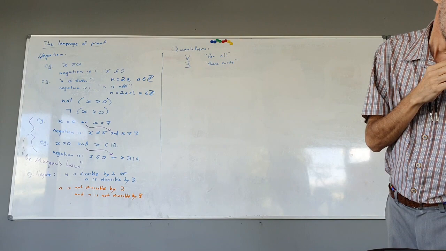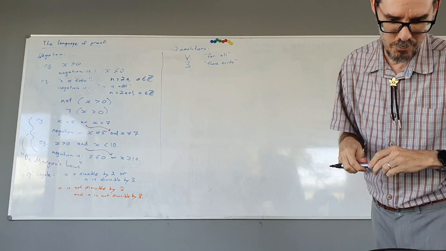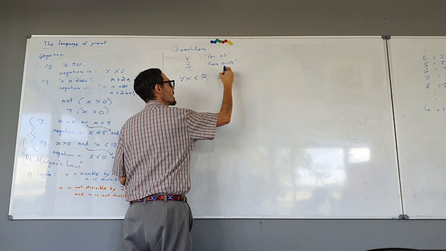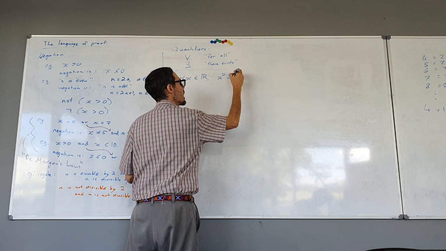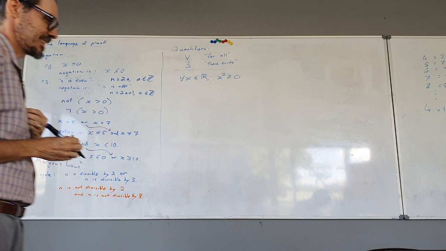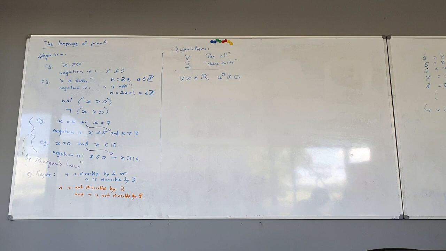So, for example, for all real numbers x, x squared is greater than or equal to 0. For all x in the reals, x squared is greater than or equal to 0. That's how you read that. For all real numbers, their square is not negative. I have to say real numbers because for complex numbers, that's not true. This statement is true, but I could easily use a quantifier to write a sentence that's not actually true.